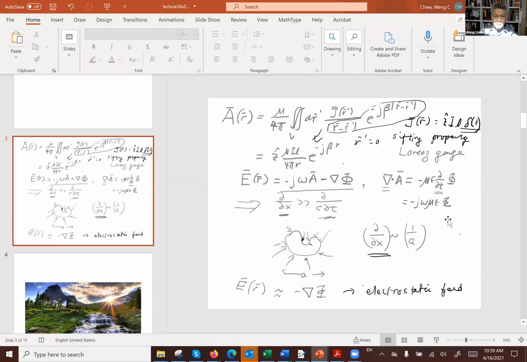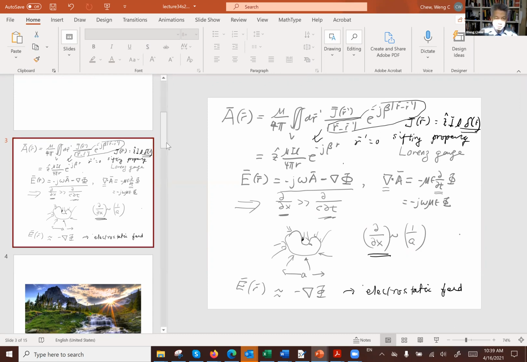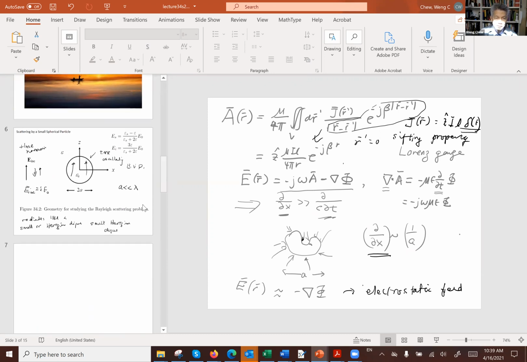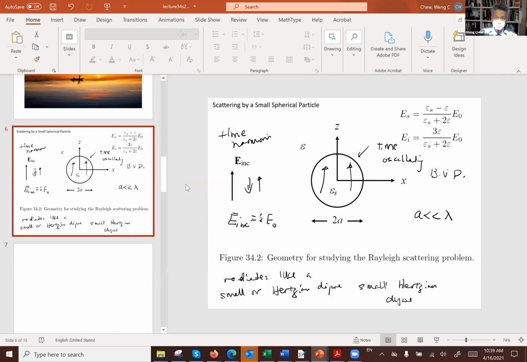So knowing that the incident field will be very much electrostatic in nature, we can solve this problem to obtain the polarization amplitude. And the polarization amplitudes that we have obtained are given by these solutions over here. Are there any questions regarding the logic of solving this scattering problem?